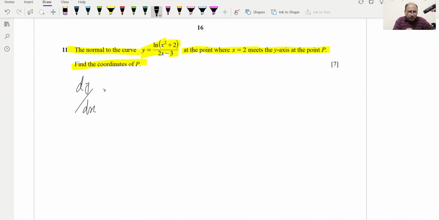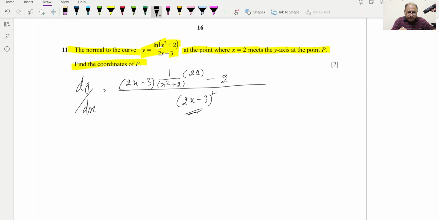We can apply the u over v formula. So the u over v formula will be denominator square, (2x minus 3) whole square, and denominator as it is, and the derivative of log of x square plus 2 will be 1 over x square plus 2 into the derivative of x square, which is 2x, and minus 2, which is the derivative of 2x minus 3, and natural log of x square plus 2. This will be our step.